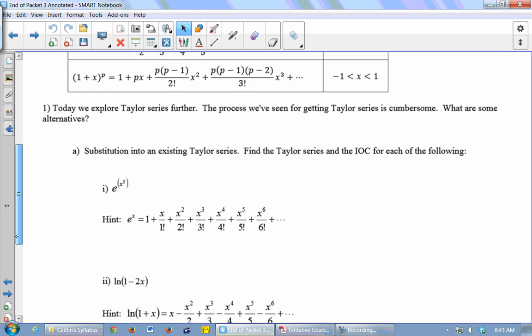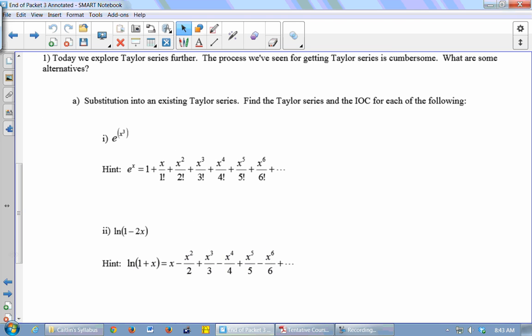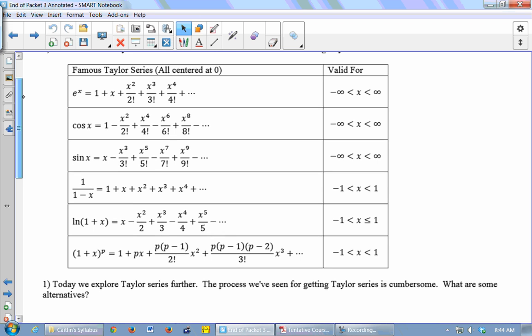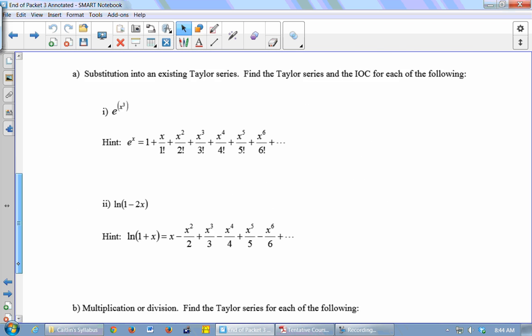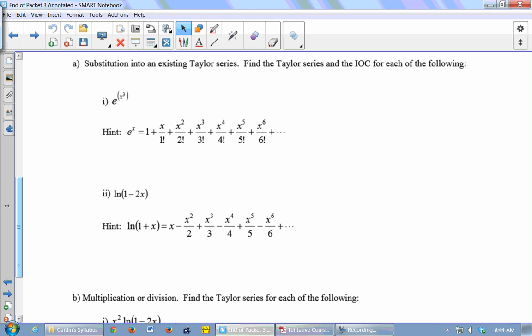So today we're going to explore Taylor series a little further. The process that we've seen for getting Taylor series is cumbersome. It involves taking many derivatives. So we have some alternatives where we can manipulate or adjust the series that we've already found. One thing we could do is substitute into an existing Taylor series.